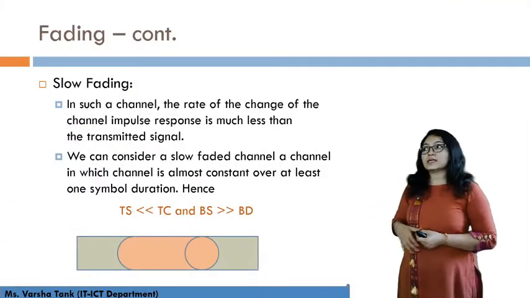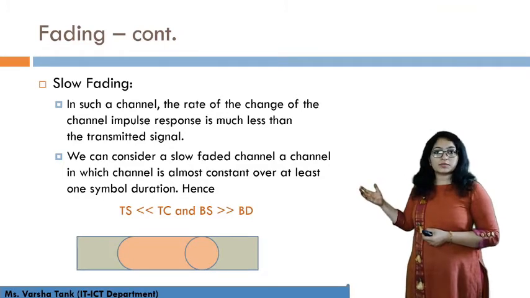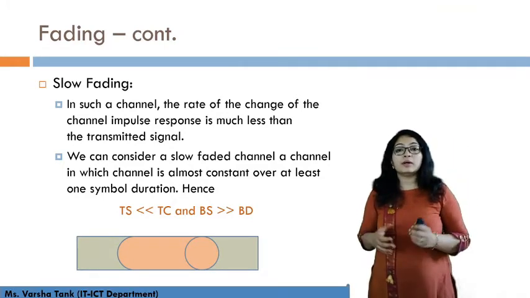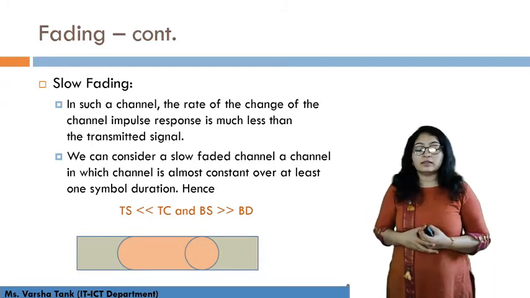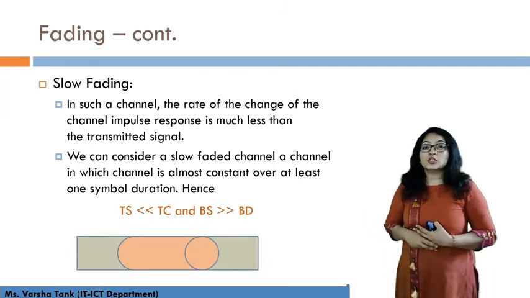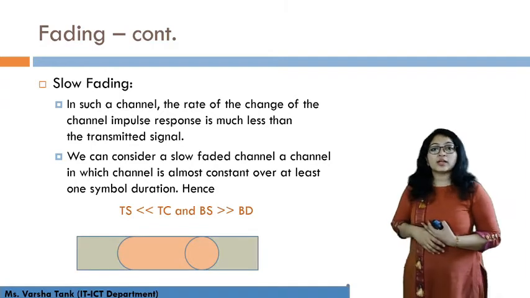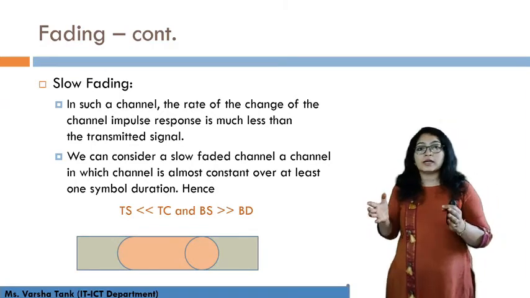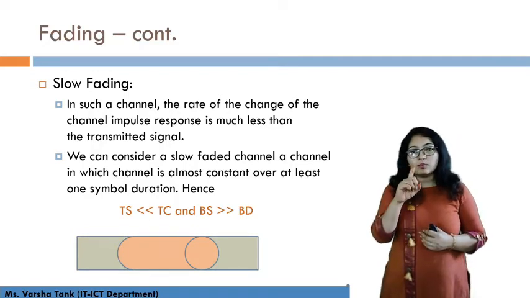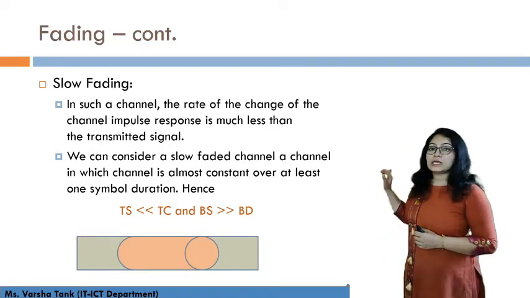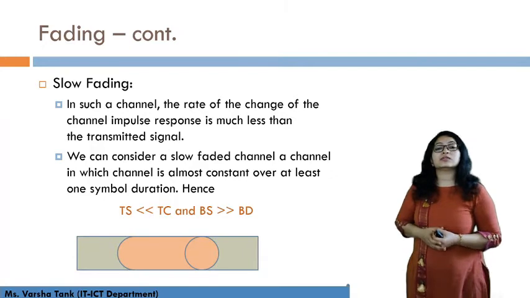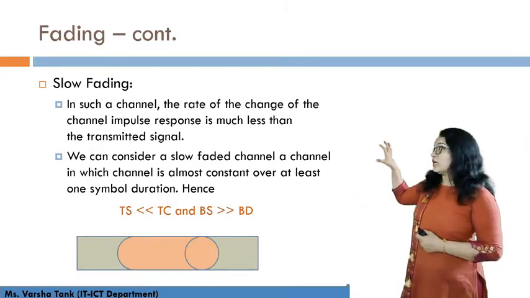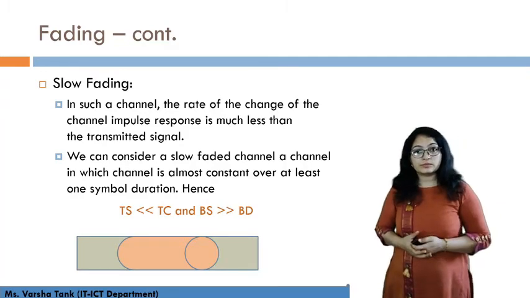Slow fading is exactly the reverse of fast fading. In such a channel, the rate of change of the channel impulse response is much less than that of the transmitted signal. So we can consider a slow fading channel as a channel in which the channel is almost constant over at least one symbol period. So we can say TS is less than TC and BS is greater than BD. When such a situation is there, we have slow fading. Got it?